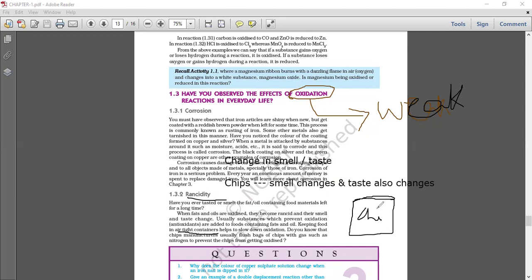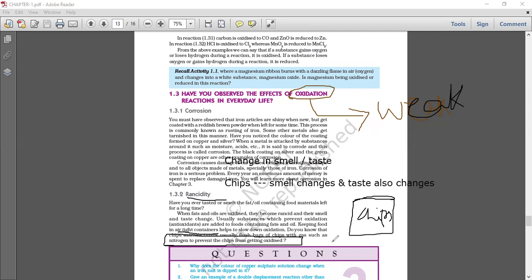So what we do, I think you might have seen the chips packet is filled with some air, some gas. That gas is called nitrogen. Which gas do they use? They use nitrogen gas. Why? Otherwise, the chips get oxidized, and the smell changes, and they won't be crispy.